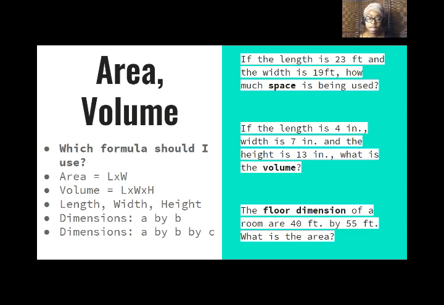Okay, last one, it uses dimensions. So sometimes we're given just dimensions. It may say A by B or A by B by C, meaning those letters would be numbers. So in this example, it says the floor dimensions of a room are 40 feet by 55 feet. What is the area? So it would be your job to figure out the fact that this is asking you to multiply and that this is, in fact, the dimensions of the room. One is the length and one is the width, okay?